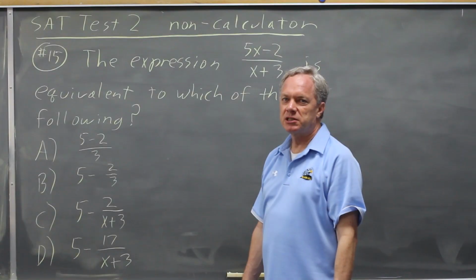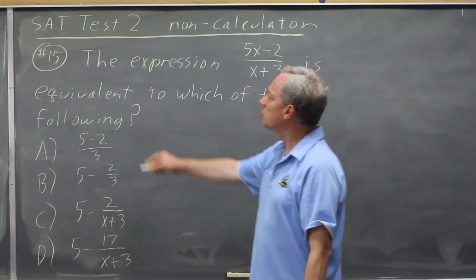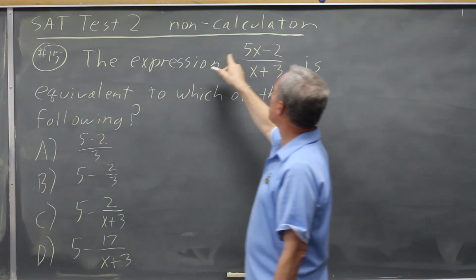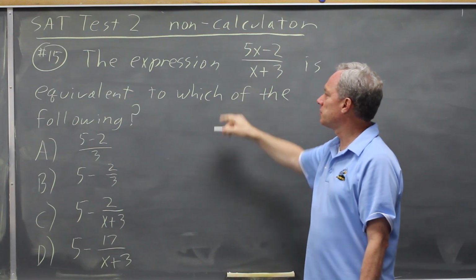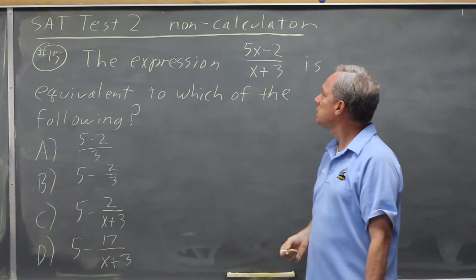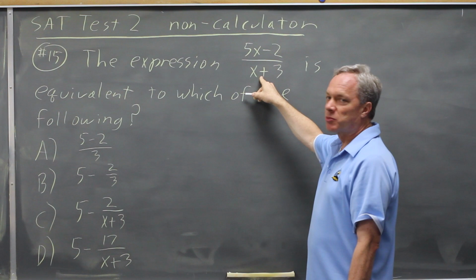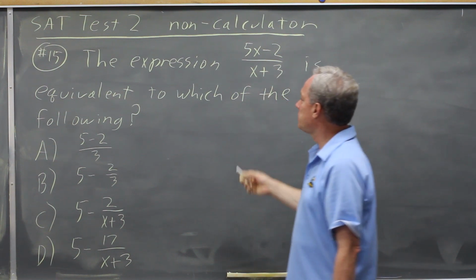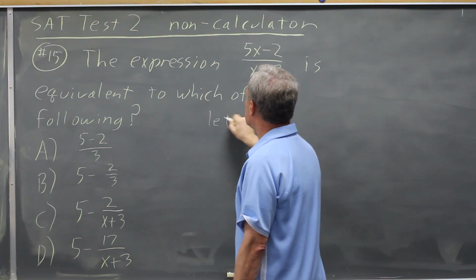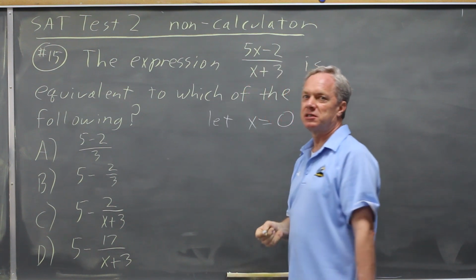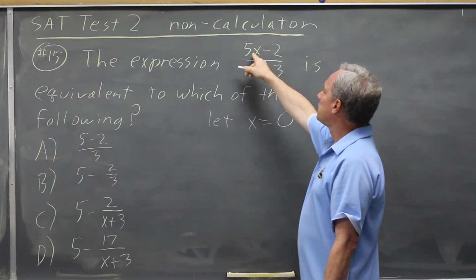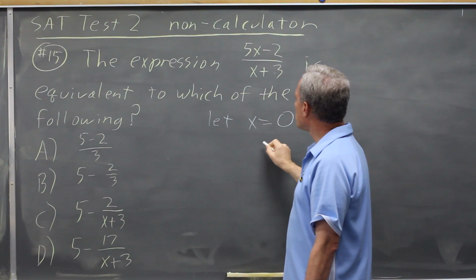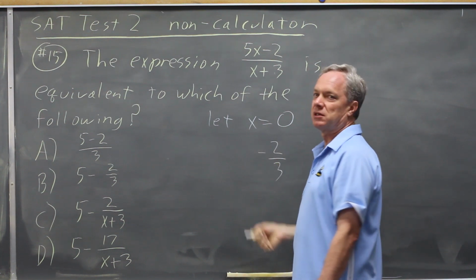This is SAT Practice Test 2, the non-calculator section, question 15. Again, simplifying rational expressions. The expression 5x minus 2 over x plus 3 is equivalent to which of the following? Again, in this case, College Board wants you to do long division or something like that. I'm just going to plug in an x value, and again, I'm going to use x equals 0 because 0 is a very easy number. At 0, this is 0 minus 2 over 0 plus 3, so I'm looking for -2 over 3.